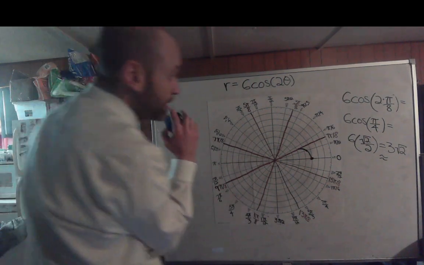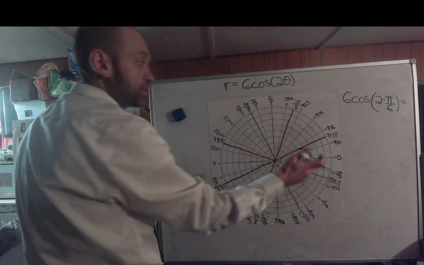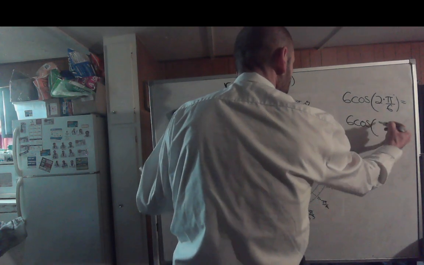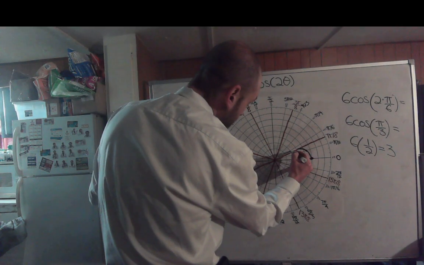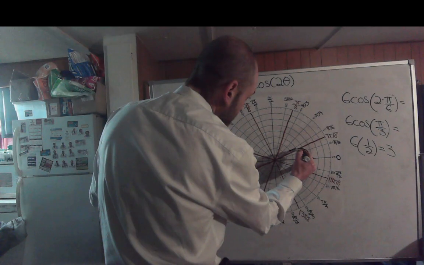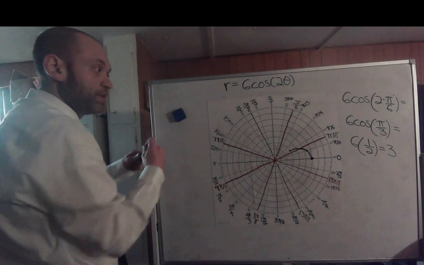All right, next angle then is pi over 6. So let's put in pi over 6 for this angle. Well, what's 2 times pi over 6? That's going to be pi over 3, so 6 times the cosine of pi over 3. That's going to give me 6 times 1/2, which would just give me 3. So at pi over 6, I'm going to be down to 3. See, even these small angles in between make a huge difference.